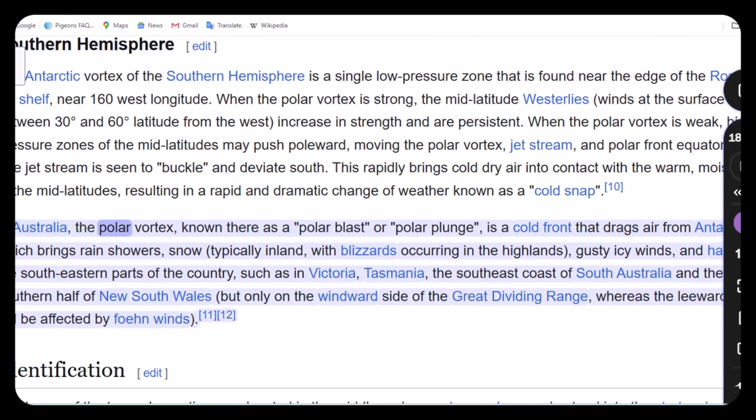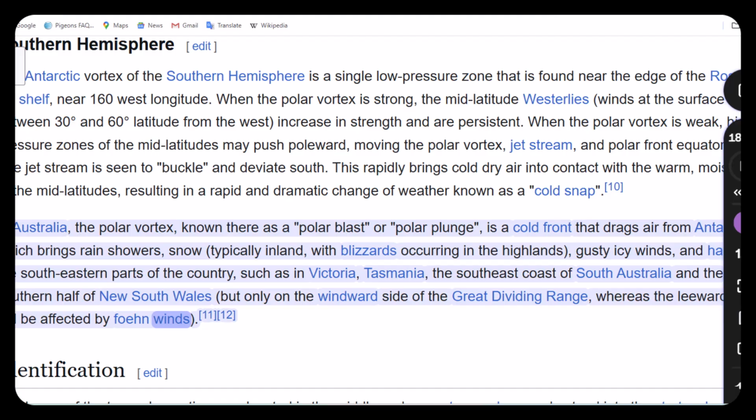In Australia, the polar vortex, known there as a polar blast or polar plunge, is a cold front that drags air from Antarctica, which brings rain showers, snow typically inland with blizzards occurring in the highlands, gusty, icy winds, and hail in the southeastern parts of the country, such as in Victoria, Tasmania, the southeast coast of South Australia, and the southern half of New South Wales, but only on the windward side of the Great Dividing Range, whereas the leeward side will be affected by foehn winds.